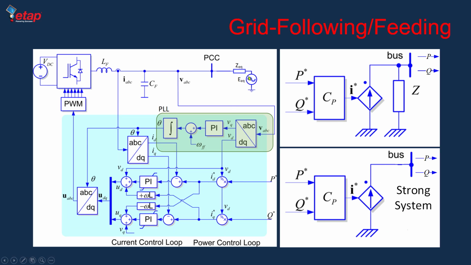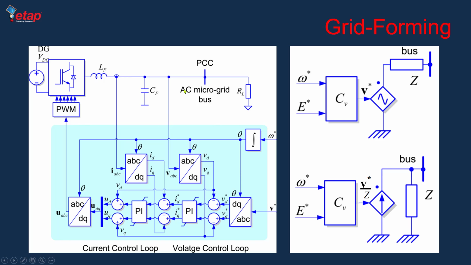In grid following, we always have a PLL that tunes or syncs to the grid to function. It measures the voltage and frequency, which is the angle of the positive sequence voltage, and it also has built-in frequency measurement, and it uses that to sync up and do the control. If there is no voltage at the terminal, this type of inverter typically cannot function. Now, if I go to grid forming, there is no PLL.